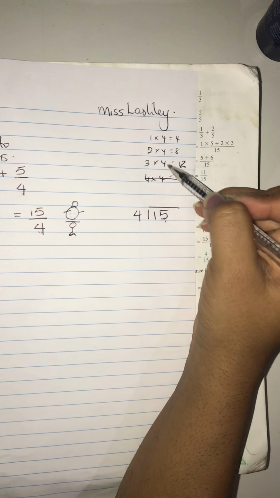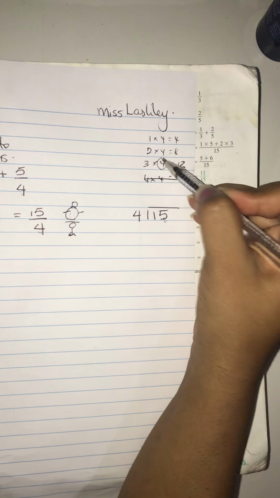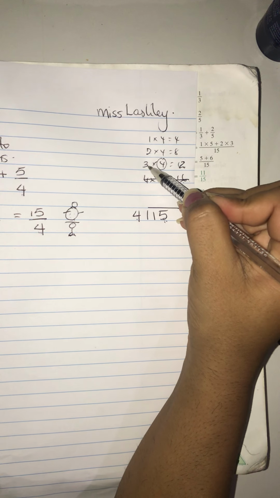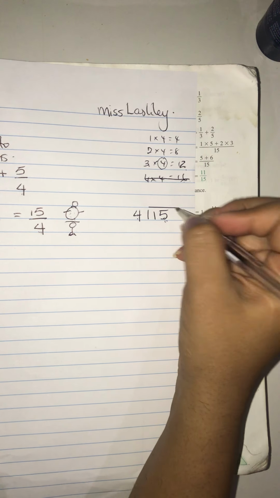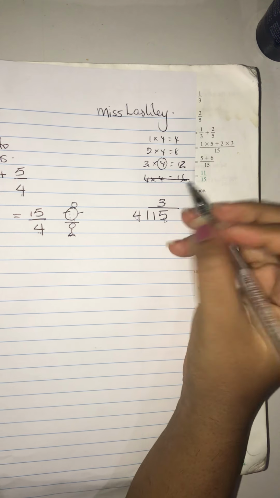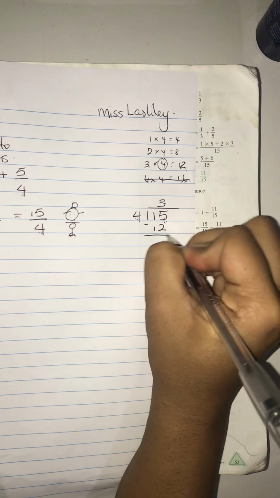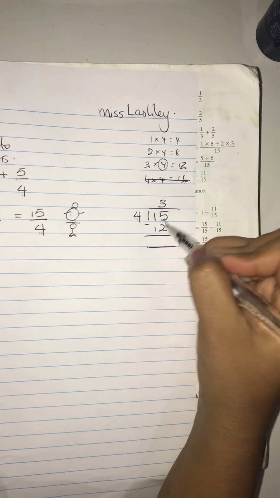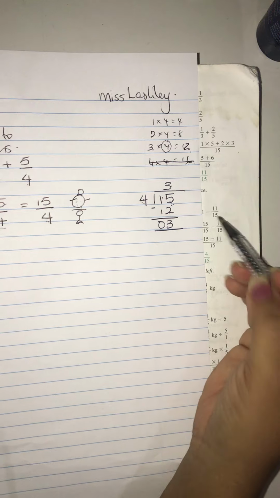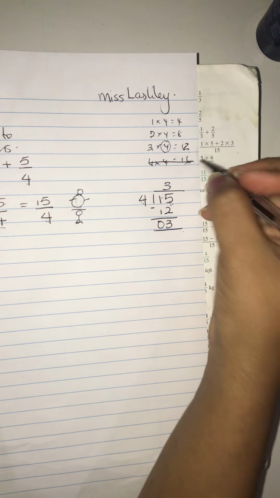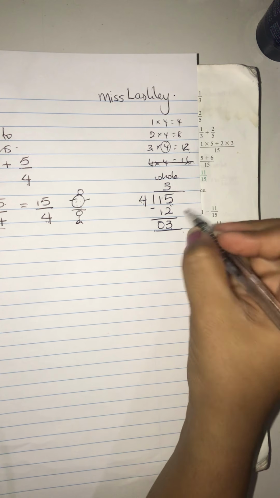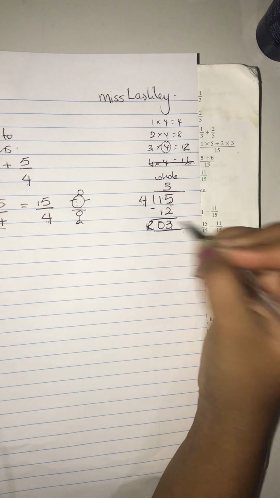So the closest number, 4 into 15, will give us 3. 3 4s are 12. So putting 3 on top, 3 by 4 will give me 12. Do my subtraction. 2 from 5 will give me 3. 1 from 1 will give me 0. Now, a lot of people confuse this. This here is your whole number. This here is your remainder. Remember, put in a little r.